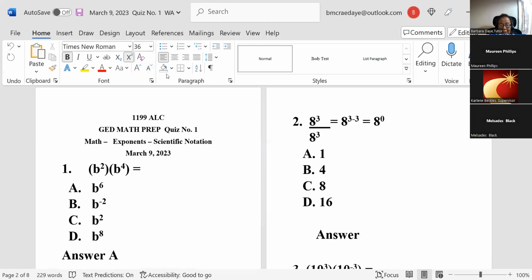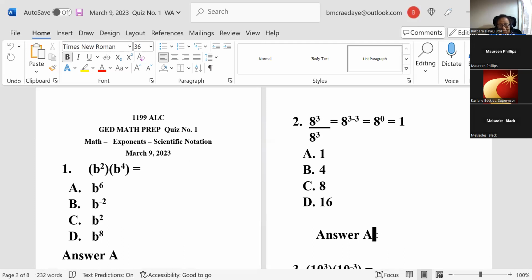So the answer will be C. 8 to the 0 equals what? 1. Any number or variable to the 0 is equal to 1. So the answer is A. That's it.